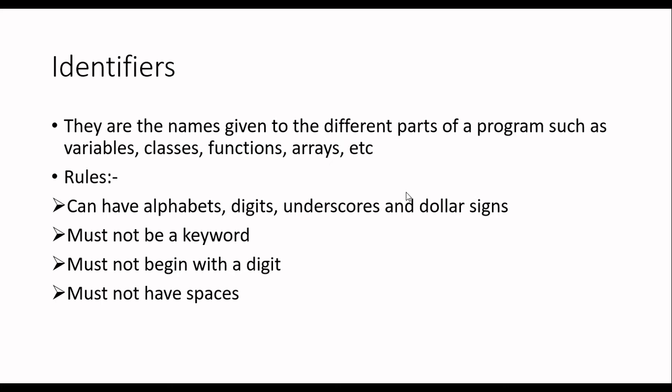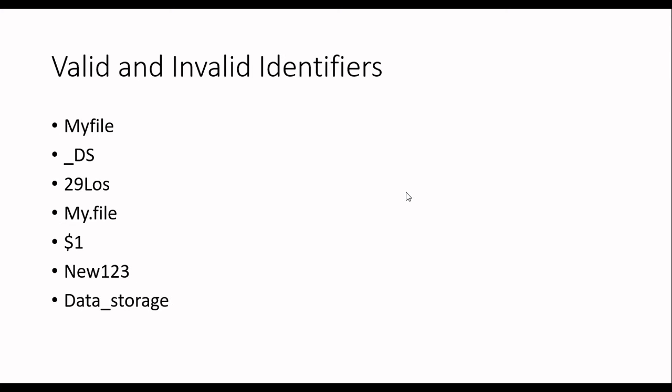So what are the rules for identifiers? Identifiers can have alphabets, digits, underscore, and dollar sign. It must not be a keyword, like you cannot have a variable called int, or an array saying string or something. So it shouldn't be a keyword. It should not begin with a digit and it should not have spaces. So these are a list of identifiers. Try and find out which of these are valid and which are invalid.